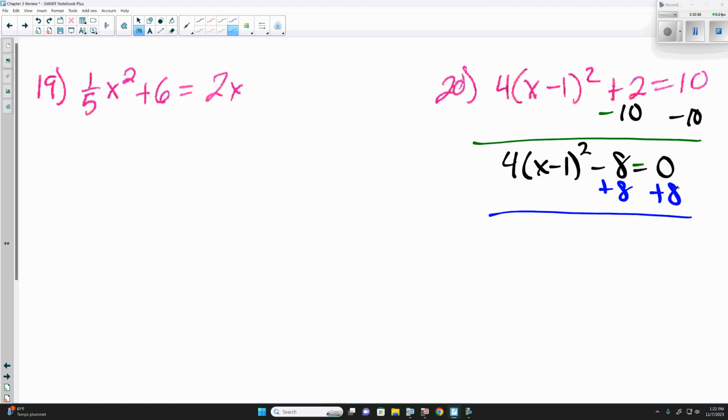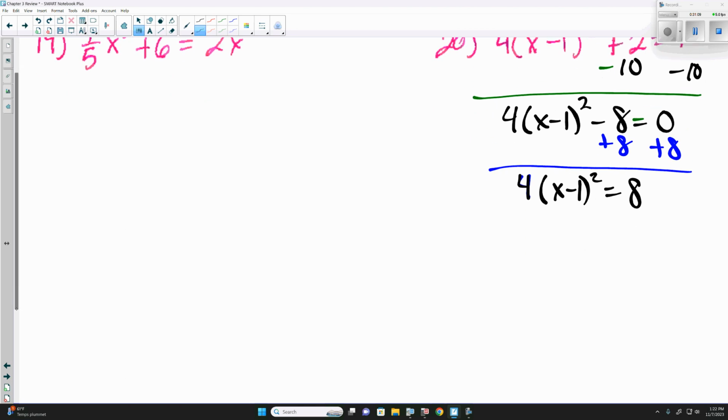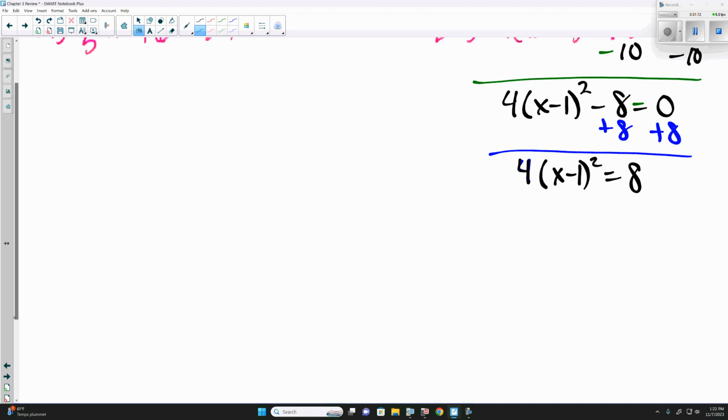So the first thing I can do is add 8 to both sides, which will tell us that 4 times x minus 1 squared is equal to... is our set of parentheses being squared by itself? Oh no, it's x minus 1. The 4 is with it, yes? So is it by itself? No, we have to divide both sides by 4.